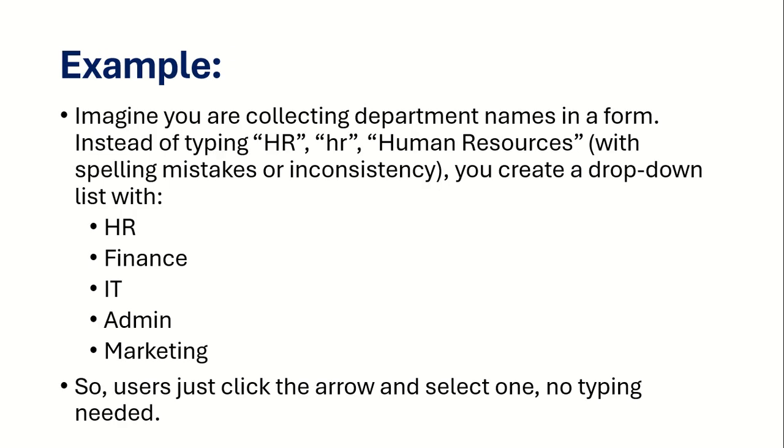Example, imagine you are collecting department names in a form. Instead of typing HR in abbreviated format or human resources in full format, to avoid mistakes or inconsistency, you are advised to create a drop-down list with the list of the departments that are within your organization or firm, so that users will just click on the arrow and select whatever department they belong to. There is no need for typing. This will ensure consistency and it will save you time in data cleaning. Let's quickly get into Excel.